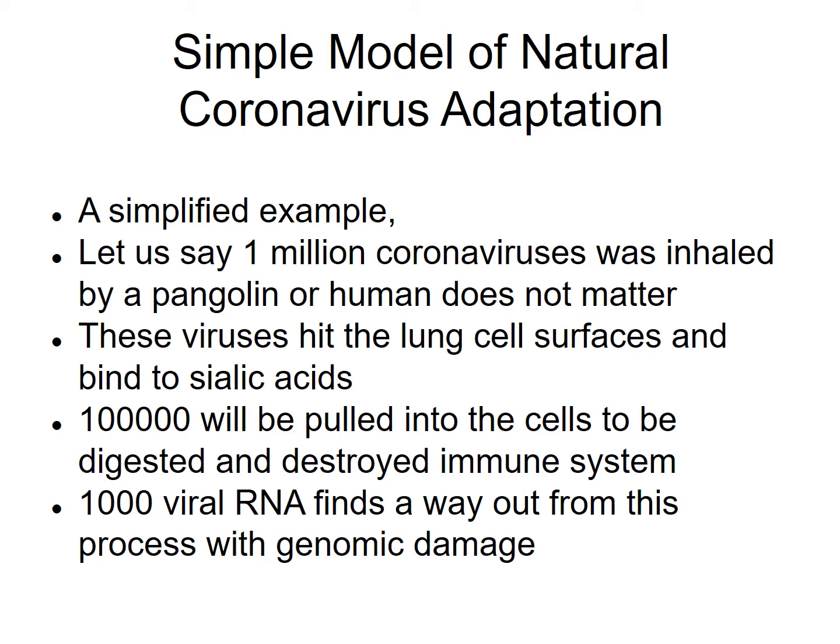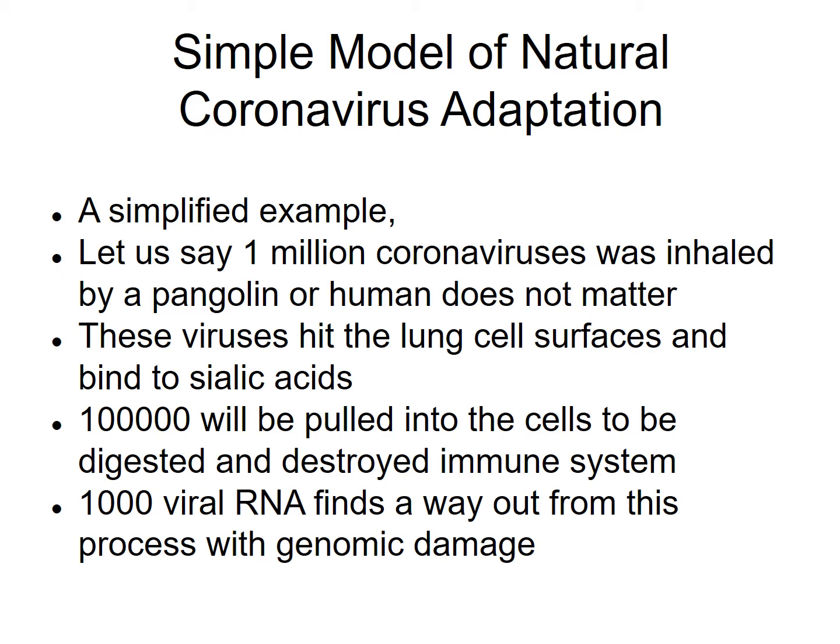In the simplified example, let's say 1 million coronaviruses are inhaled by a pangolin or human or other organism, that doesn't matter. These viruses hit the lung surfaces and they try to bind to sialic acid as their first interaction point. Among those viruses, 100,000 of them will be pulled into the cells by immune system receptors to be destroyed, to be digested.